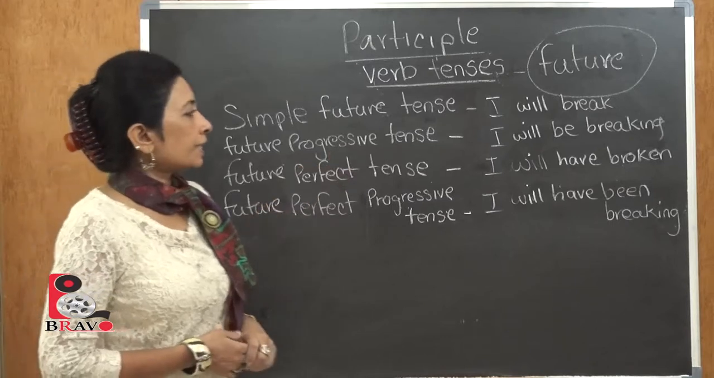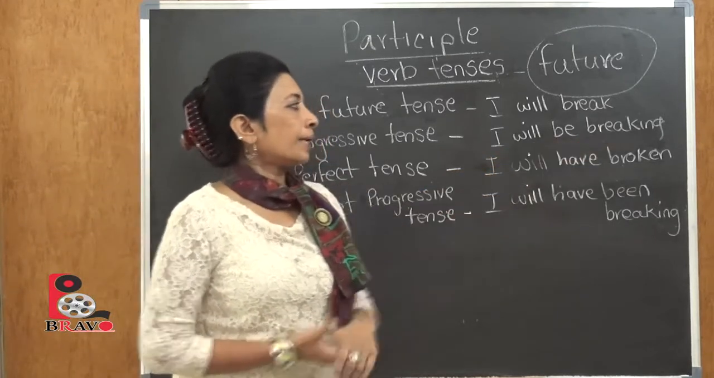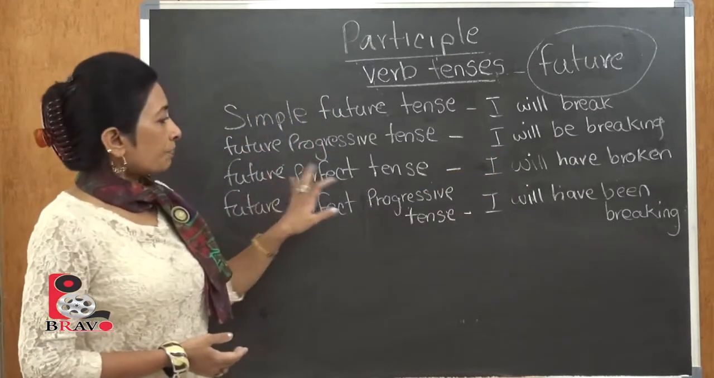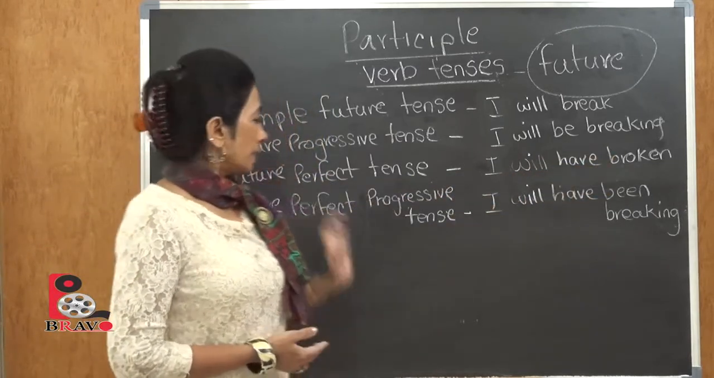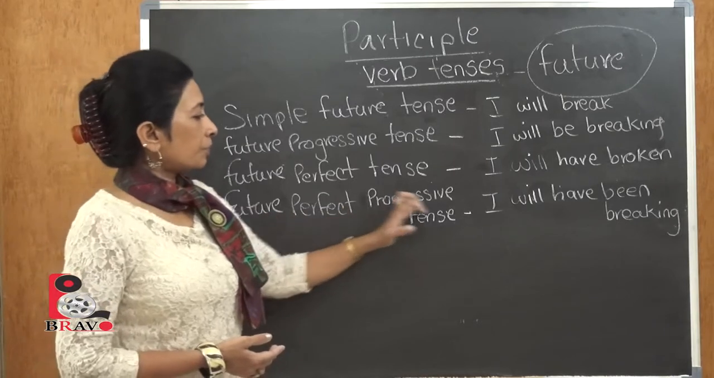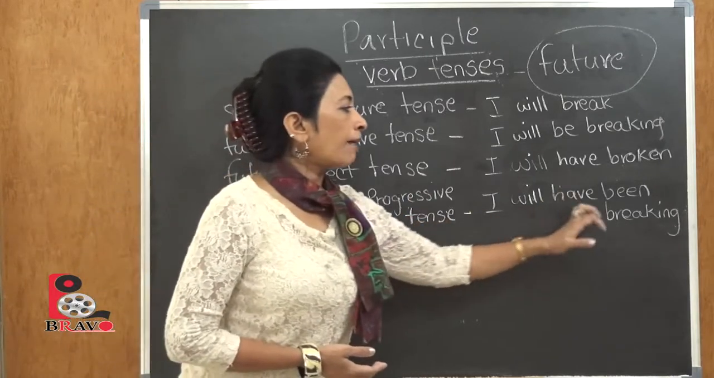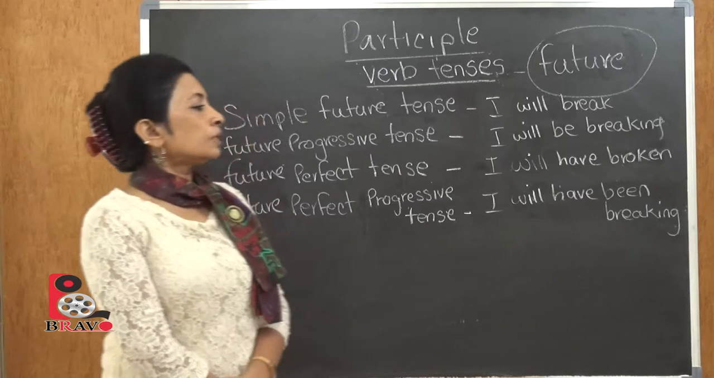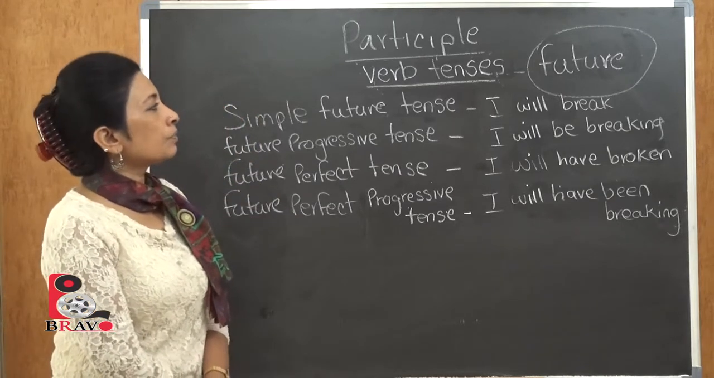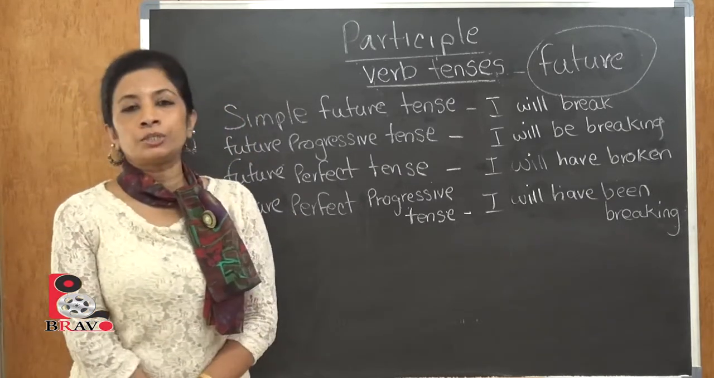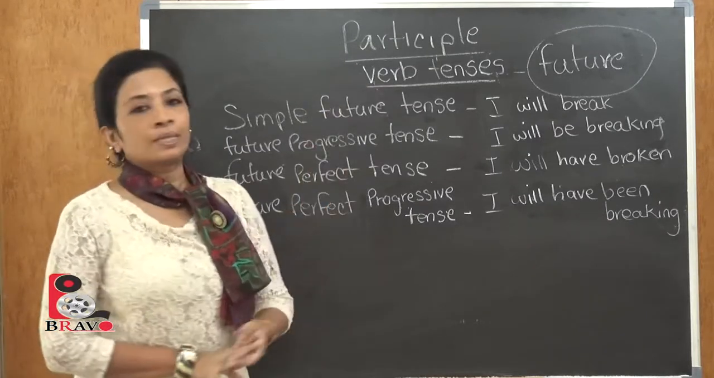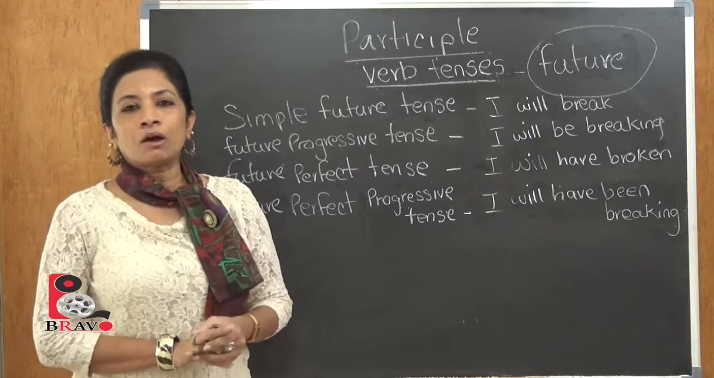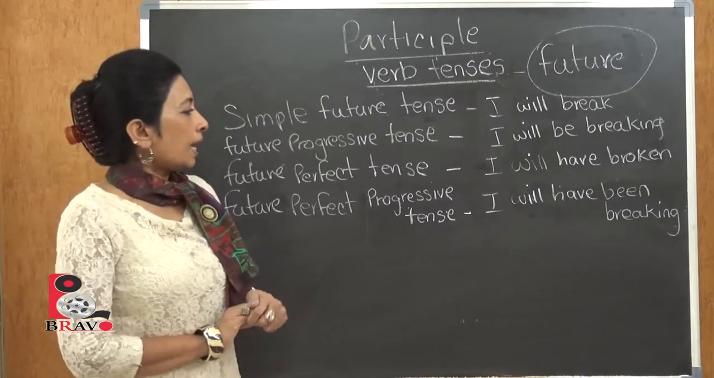Future progressive tense, I will be breaking. Future perfect tense, I will have broken. Future perfect progressive tense, I will have been breaking. So this is how the verb tense will change according to the tense of past, present and future participle. So this is a little exercise of the tenses that you have seen.